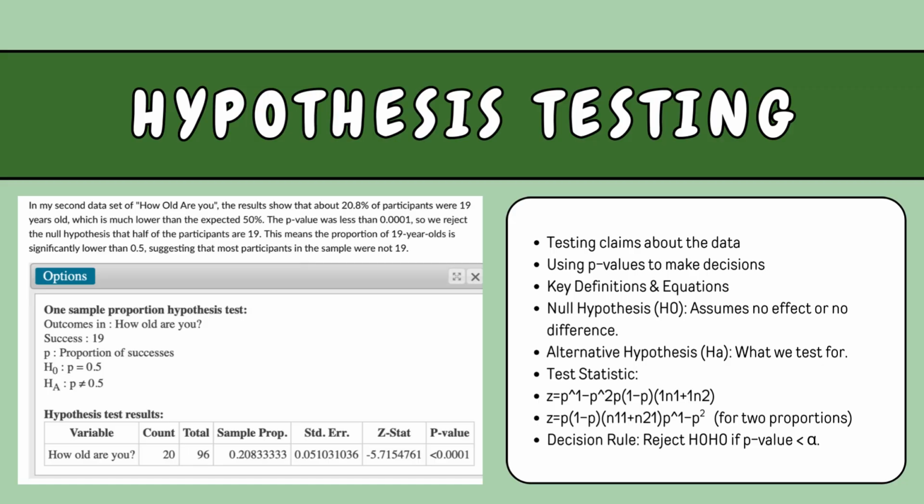So for hypothesis testing, this was for the "how old are you?" question. The results showed that about 20.8% of participants were 19 years old, which is much lower than the expected 50%. The p-value was less than 0.001, so we reject the null hypothesis that half of the participants are 19. So this means that the proportion of 19-year-olds is significantly lower than 0.5, suggesting that most participants in the sample were not 19.